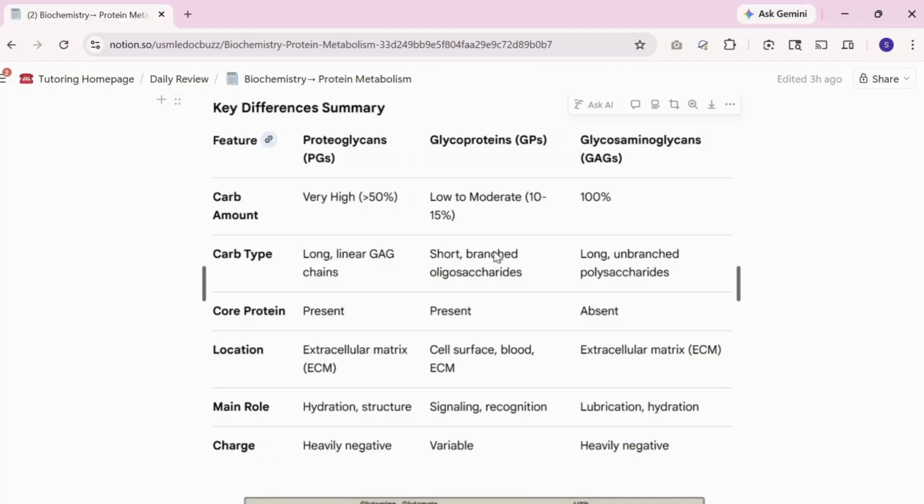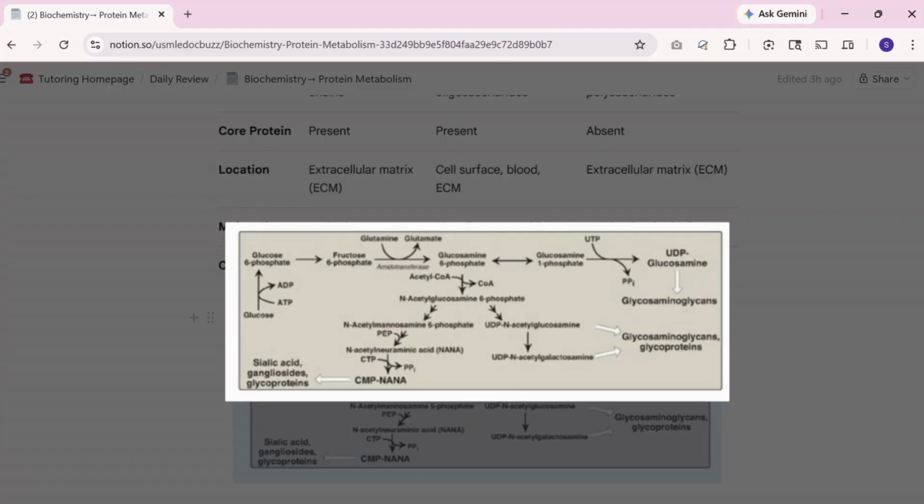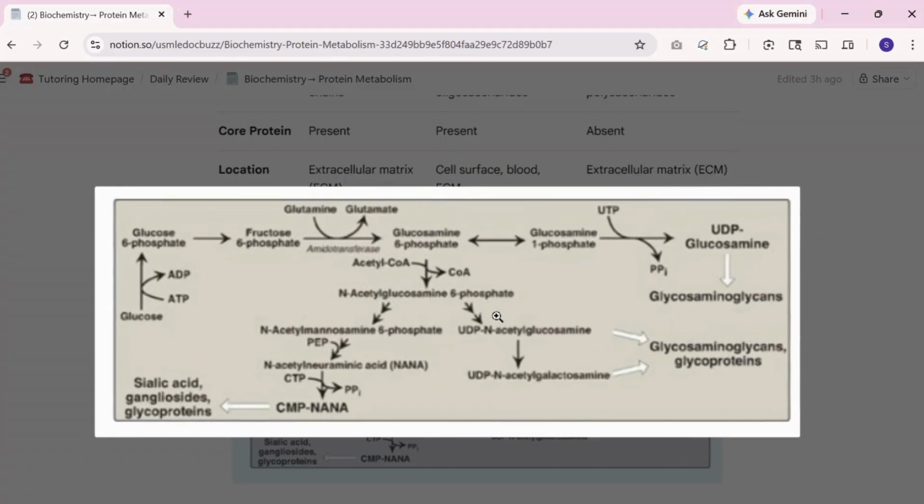So even if you have not looked at glycolysis in a while, you see glucose going into this pathway right here, eventually making fructose 6-phosphate. In this case, what we've done with fructose 6-phosphate is we've attached a glutamine and given that amine group to that fructose 6-phosphate. Aminotransferase means NH3 has been transferred. You make a glucosamine. Eventually, all of this will make glycosaminoglycans, GAGs.